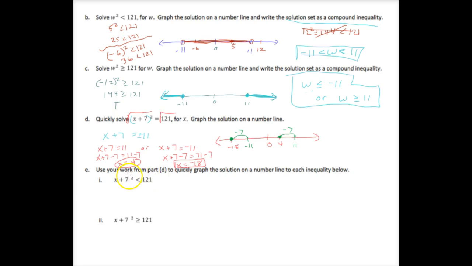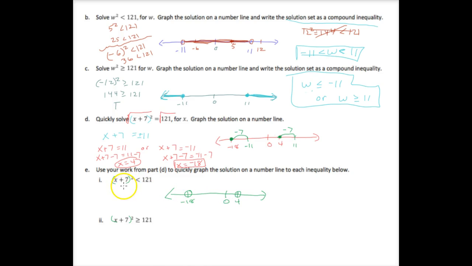Use your work from part D to quickly graph the solution on a number line in each inequality. All right. Sorry, just putting in these missing parentheses. All right, so we already know that negative 18 and 4 are our boundaries. We established that up here. We have an open sign. We have no equals, so we're going to write open. I'm going to flap a 0 on here so I have it.